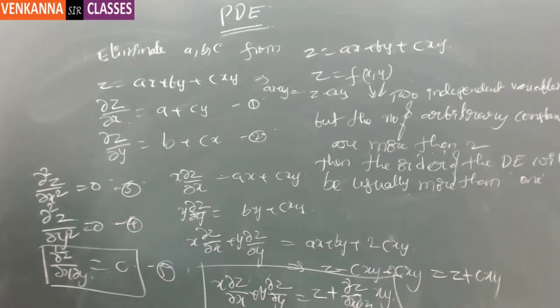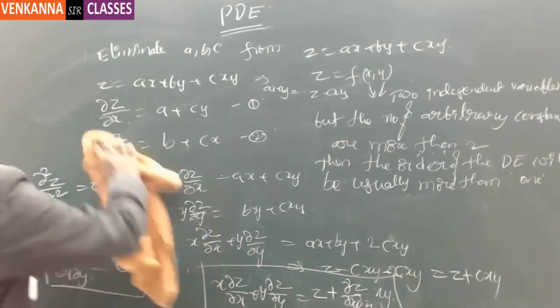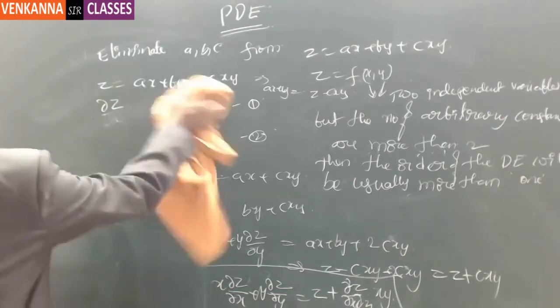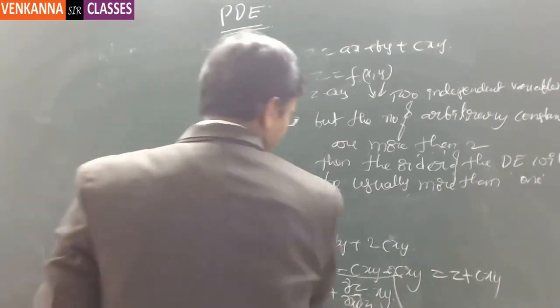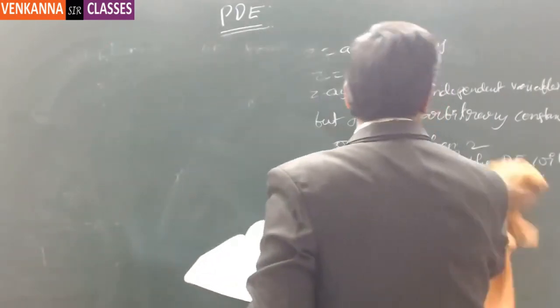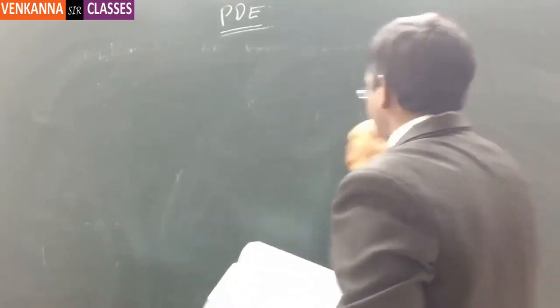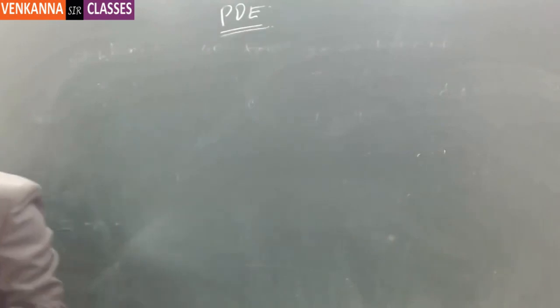Note it down. Note down one more. So this is actually eliminating the arbitrary constants to form the partial differential equation. Now, in case of partial differential equation, there is a possibility of eliminating the arbitrary functions as well. So that won't be there as part of ODE, but this is specific to PDE. So note down one such kind of case.